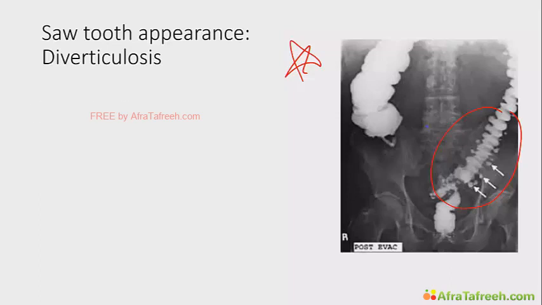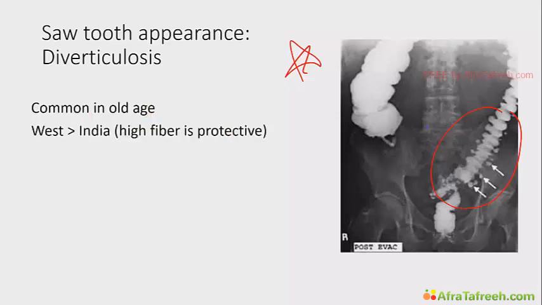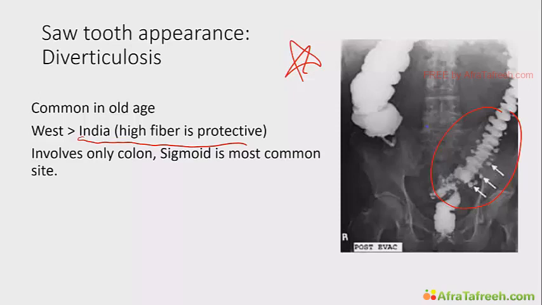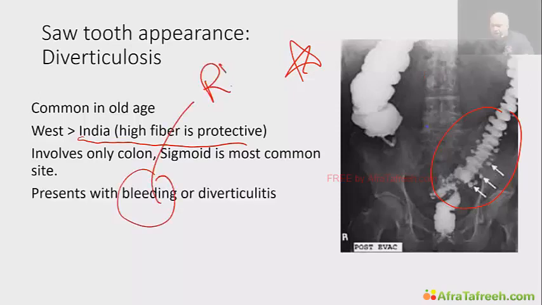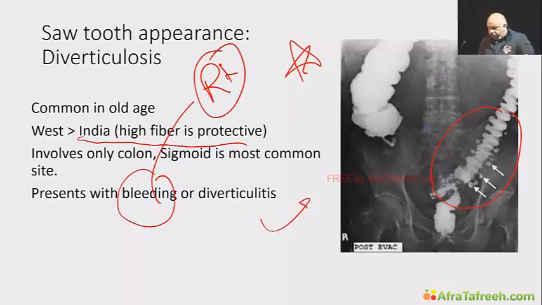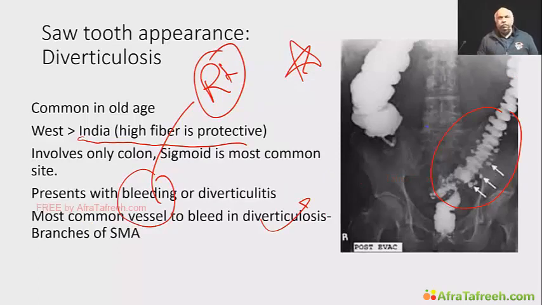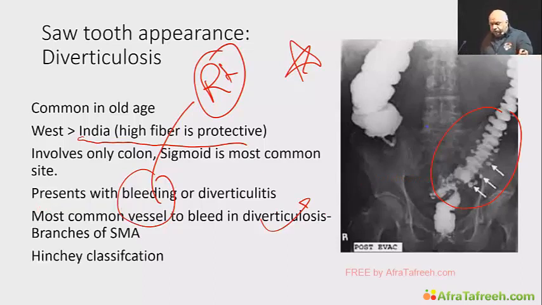Sawtooth you get in diverticulosis, seen in old age. In India, our diet has lots of fiber and roughage, so it's rare in India. Mainly involves the sigmoid, presents with bleeding. Bleeding is from the right side, and diverticulosis is from the left side, diverticulitis. And the main artery bleeding is the superior mesenteric artery because bleeding is from the right side. This is an MCQ. So the main artery that bleeds in diverticulosis is from the superior mesenteric artery branches.